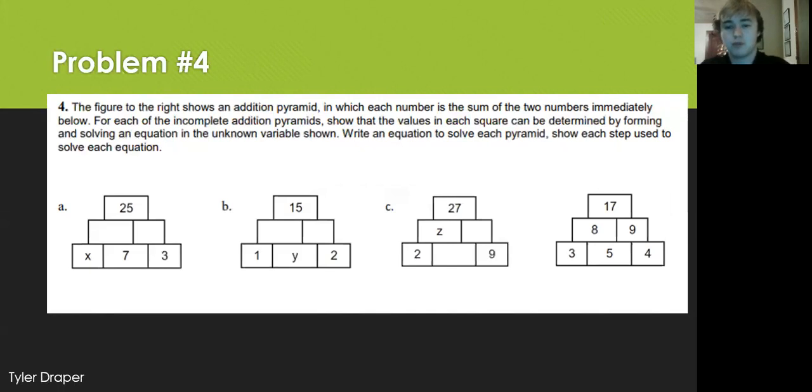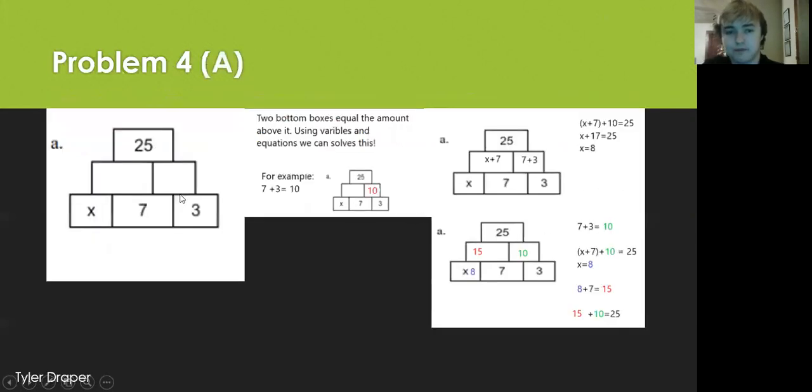Okay, so we have these 4 problems and their pyramid equations. Each of these 2 squares, so for instance, 7 plus 3 would go here. That would equal 10. Or as we see here, 3 plus 5 equals 8, 5 plus 4 equals 9, 8 plus 9 equals 17. So we're able to see that example.